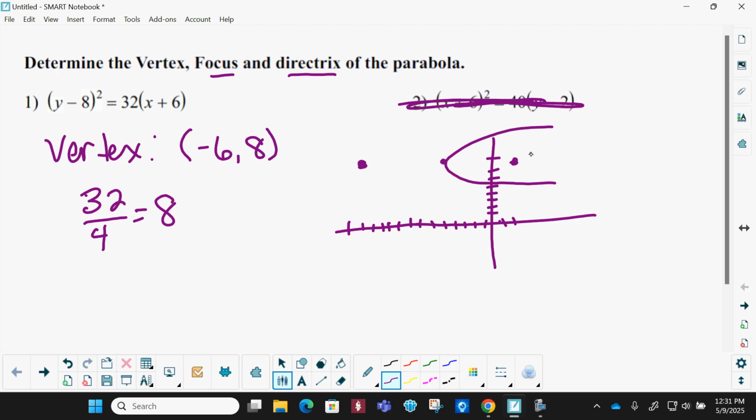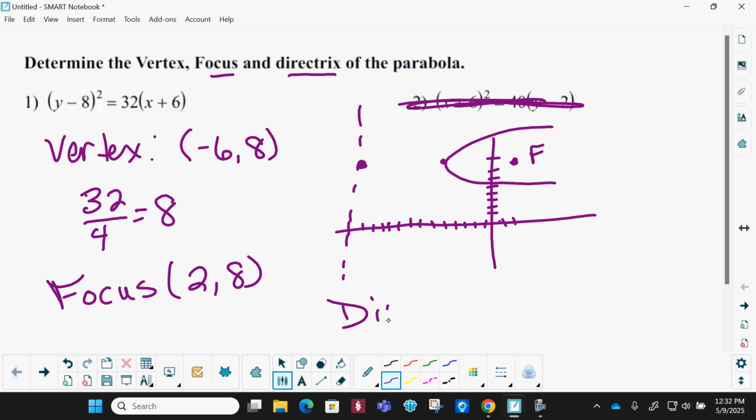Remember, your focus is always inside the graph. So my focus should be at 2, 8. Remember, my directrix can never, we're going to pretend that's straight, but never touch the parabola. We're going through the x-axis, so my directrix is going to be x equals, 1, 2, 3, 4, 5, 6, 7, 8, 9, 10, 11, 12, 13, 14, -14. Okay, if I miscounted, I am very sorry. It's easier to do this on graph paper.